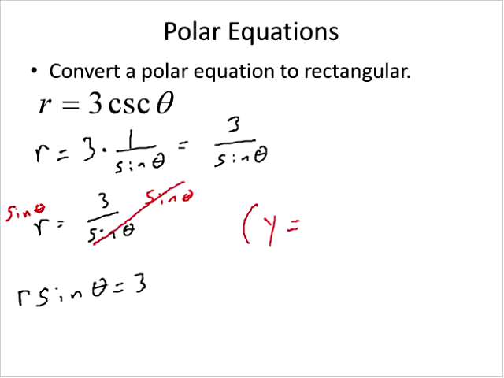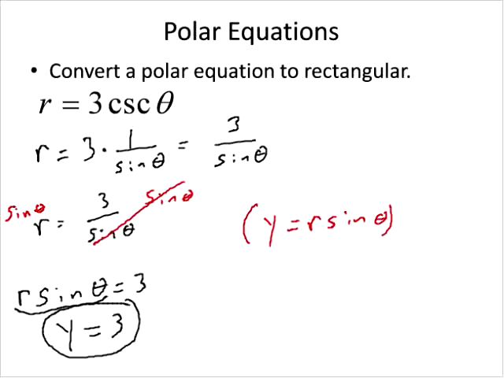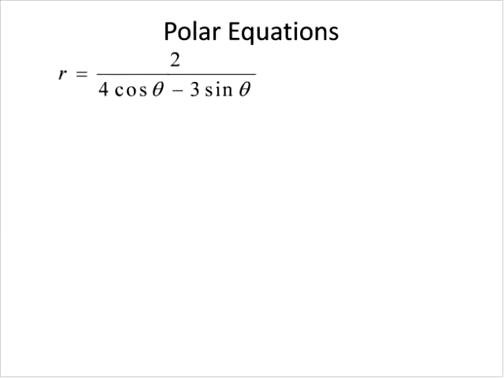Well, if you remember, y was equal to r sine theta. So I'm just going to substitute this right back in. Instead of saying r sine theta, I'm going to say y equals 3. And there you go. I've just converted that polar equation into a rectangular equation. All right, let's try a little bit harder.